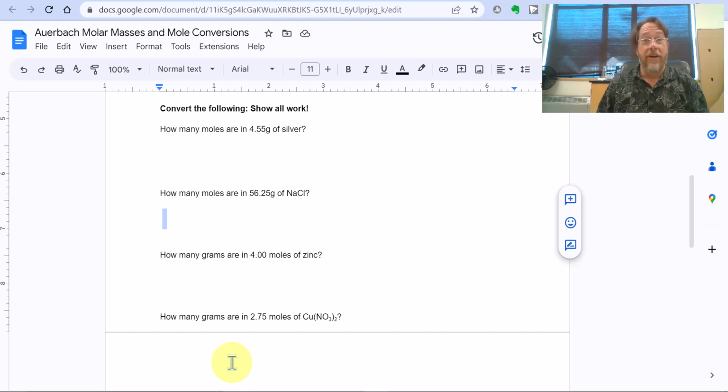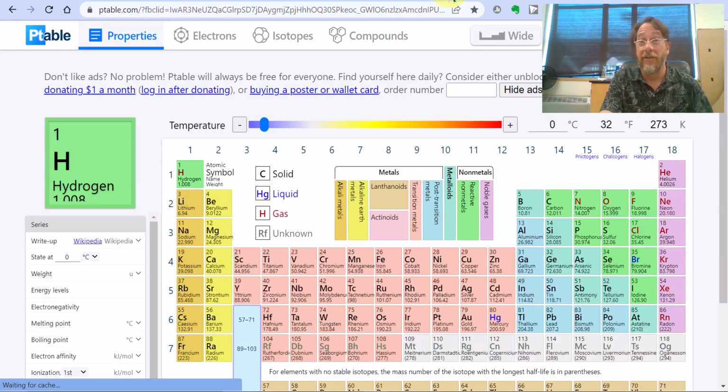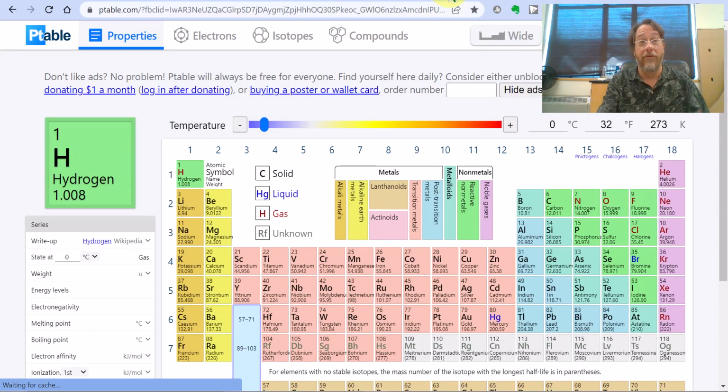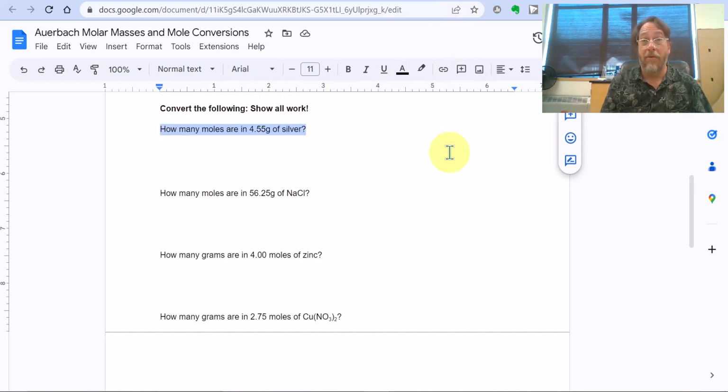So as you can see here on the screen, I have our first problem about the moles of silver. The first thing you're going to want to do is go to the periodic table and find silver, because if you're going to work with grams and moles of silver, that's the deal. How many moles are in 4.55 grams of silver? With these mass problems you need to know how much a mole weighs. If it says mass, then you're going to be looking for the molar mass. That's one of the things we have to learn.